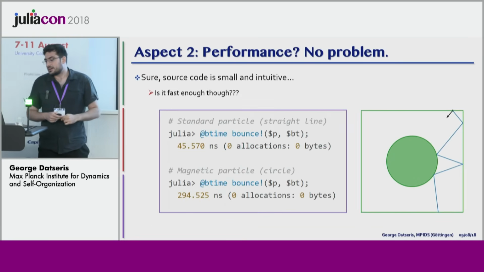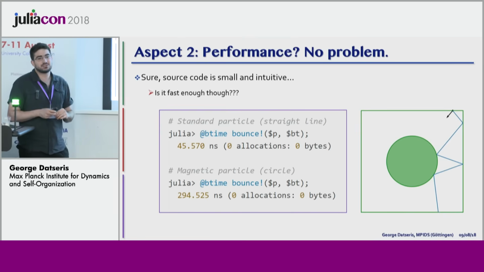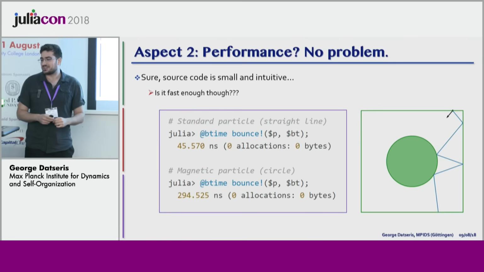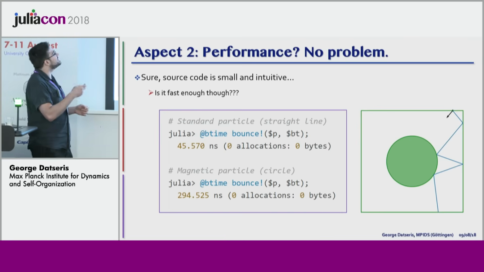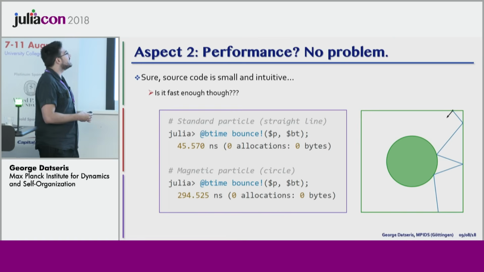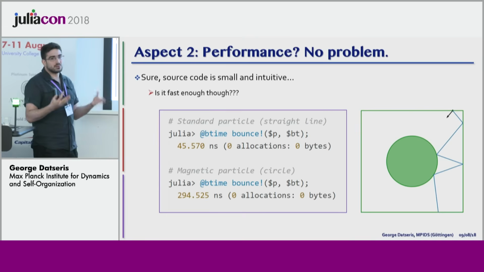Moving on, scientists always ask about performance. It doesn't matter if they need 12 months to write code. If it's fast, this is the only thing they care about. So here I'm just answering these scientists, and I'm telling you that it is fast. What I do is I benchmark how much time it takes to propagate a particle for one collision.